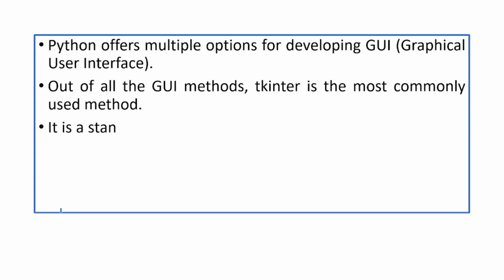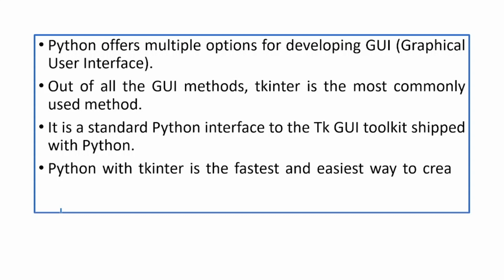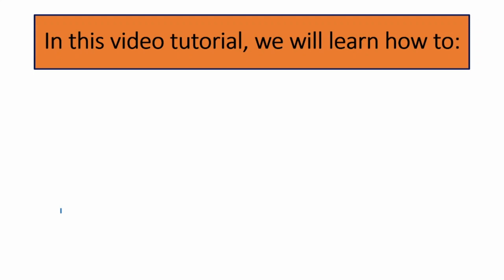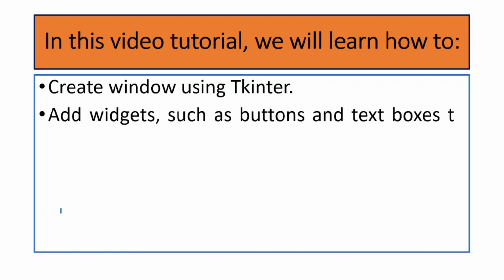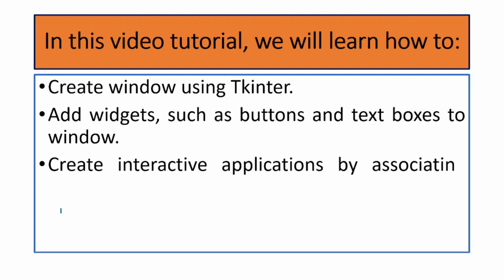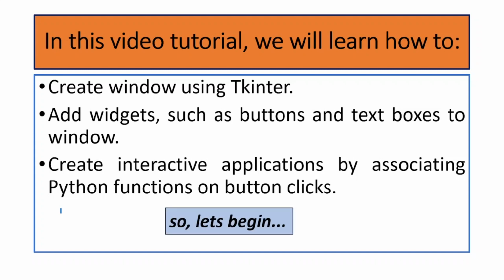It is a standard Python interface to the Tk GUI toolkit shipped with Python. Python with Tkinter is the fastest and easiest way to create GUI applications. So in this tutorial, what are we going to see? We are going to learn how to create windows using Tkinter. Then we are going to talk about adding widgets such as buttons and text boxes to the window. And then finally we will learn how to create interactive applications by associating Python functions with button clicks. So let's begin.